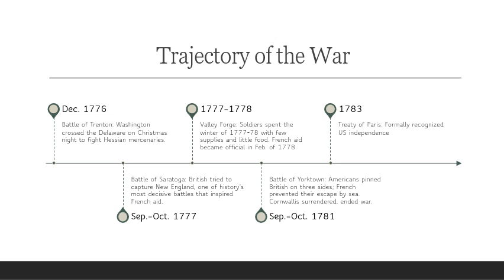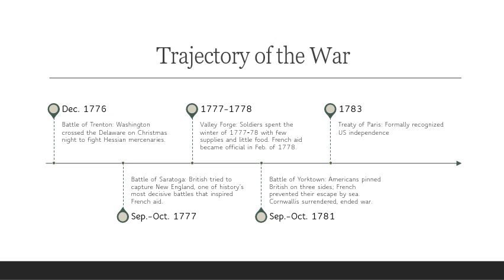Now, in September and October of 1777, you're going to see arguably one of the most important battles in American history. And this is the Battle of Saratoga. In the Battle of Saratoga, the British are going to try to capture New England. The reason that this is important is, remember, New England was that hotbed of political activity. And so it was still that way during the Revolution.